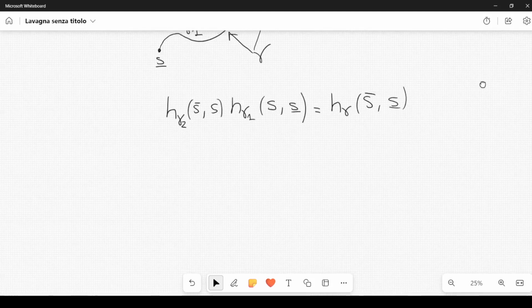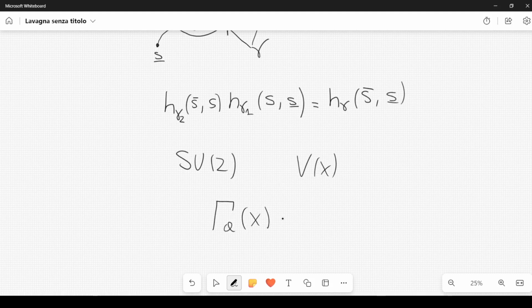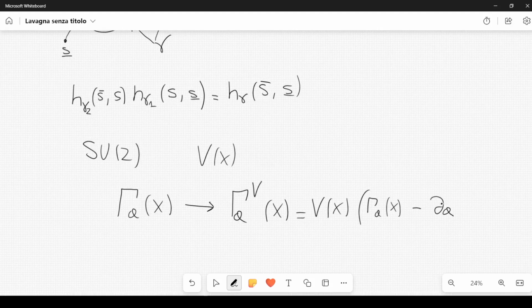Now, I want to do something more interesting at this point. In particular, we are going to consider an SU(2) transformation. So this is a special unitary transformation in 2 dimensions. Basically we need a unitary matrix V of x. You can think of this as a 2 by 2 matrix. And we transform the connection gamma sub A of x in this manner. The transformation gives us gamma sub A V of x, and we define it like this: V of x, then we have gamma sub A of x minus the derivative with respect to x^A, so d over dx^A over i, and then we have V inverse of x.